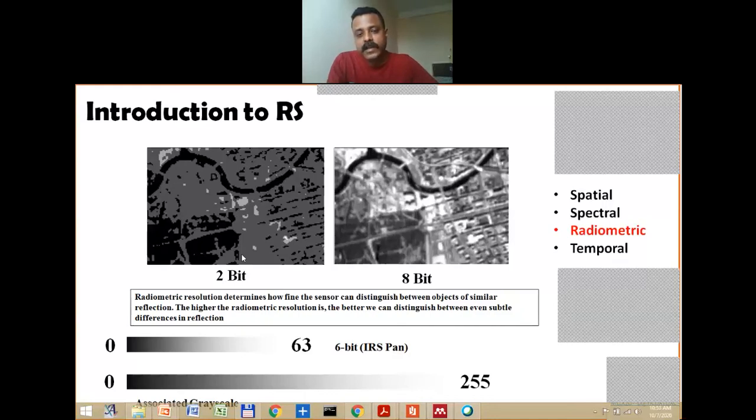So if you are using a finer scale, your radiometric resolution is higher. If a particular image is using a finer scale to measure this information coming from the ground, we can say that the radiometric resolution of that sensor is more. Or vice versa, the other way around, we can say that the radiometric resolution is less if the scale with which this energy, which is being measured at the sensor, is really coarse.